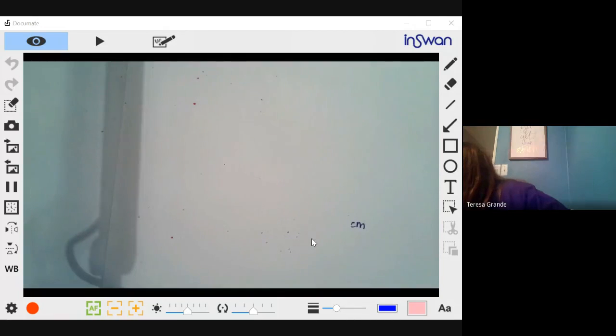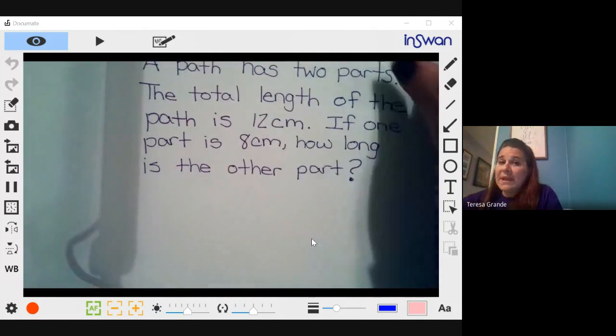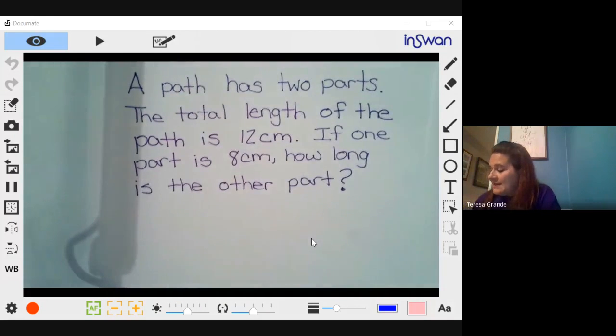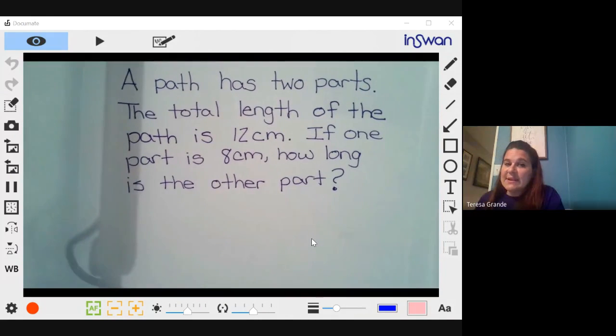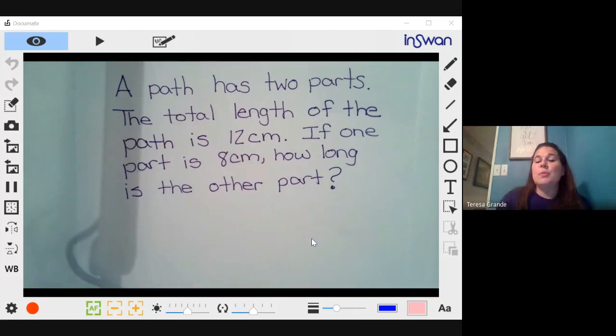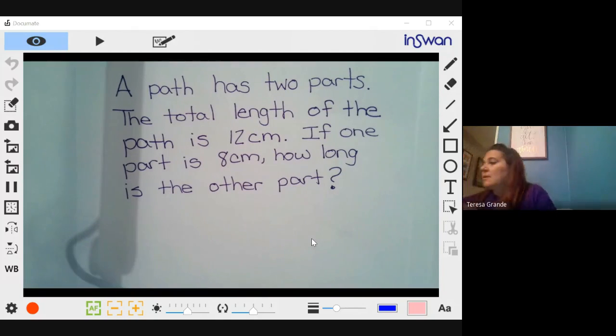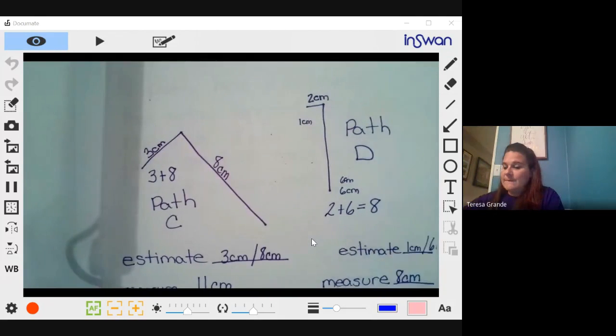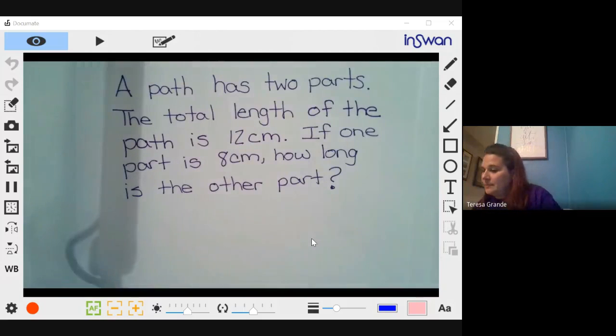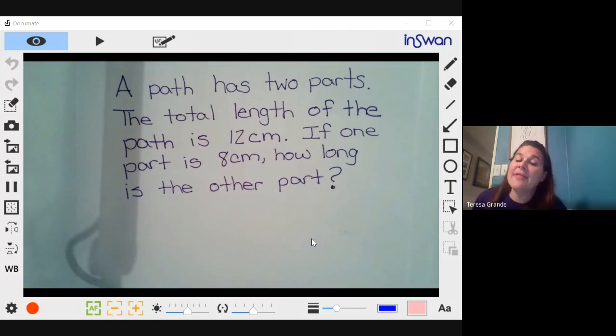Now, the last thing we're going to do in this lesson is a word problem. Okay. And let's take a look at this word problem. And the word problem says a path has 2 parts. So it's very similar to what we did here. 2 parts. Okay. The total length of the path is 12 centimeters. If one part is 8 centimeters, how long is the other part?